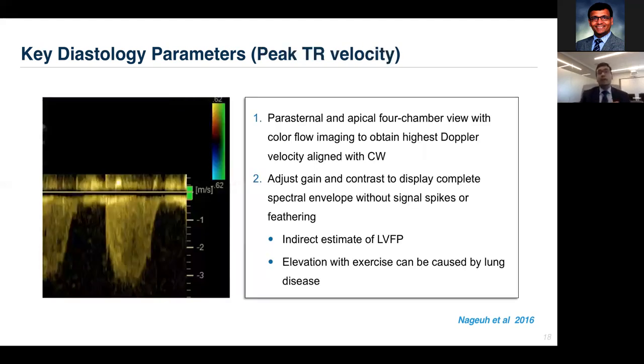And finally, for the peak TR velocity, you need to do multiple views, at least four-chamber views, or the parasternal view with the inflow view, to try to get the highest TR velocity jet. And the peak TR velocity is usually elevated in patients who have elevated filling pressure when the mean PA pressure is going up. However, there is a confounder, and that is people can have other reasons for pulmonary hypertension, and lung disease can cause pulmonary hypertension, may not be related to diastolic dysfunction, and that can also lead to elevated filling pressure.